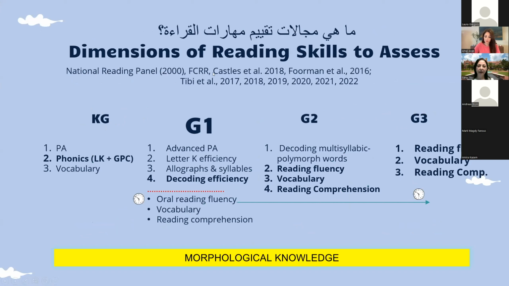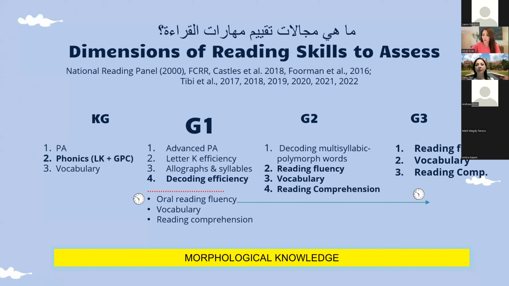What are the dimensions of reading skills to assess? The National Reading Panel and the FCRR at the University of Florida, where I work, and I'm a member of the center, and the Castles and Foreman researchers and many other researchers have concluded that there are 5 main elements that we have to assess. First of all, phonological awareness and phonics, which means good reading by identifying the letter and how it is pronounced, and the vocabulary, the fluency, and reading comprehension.